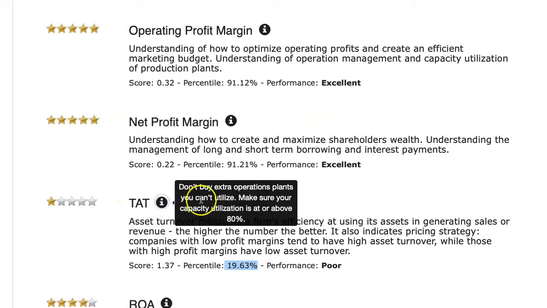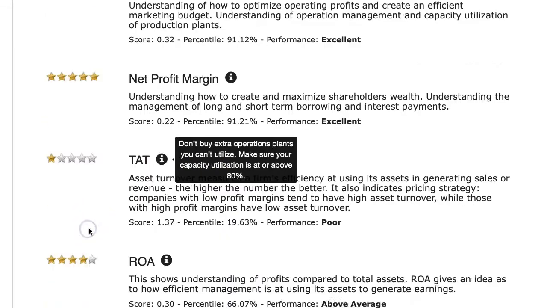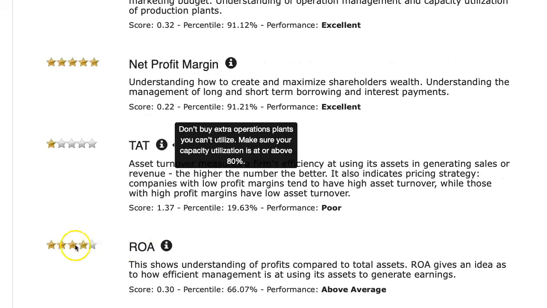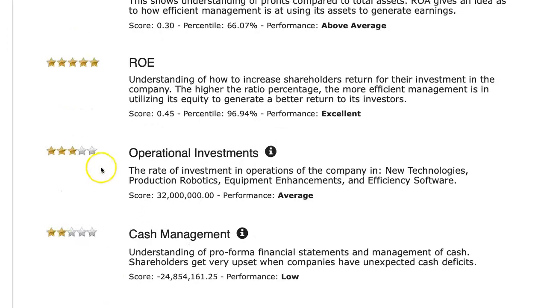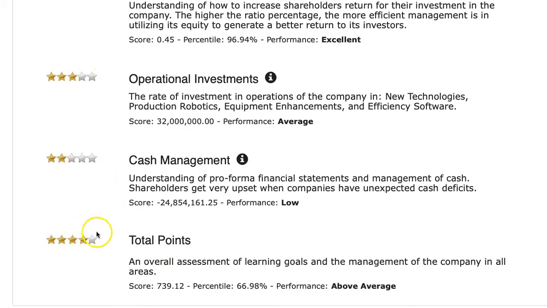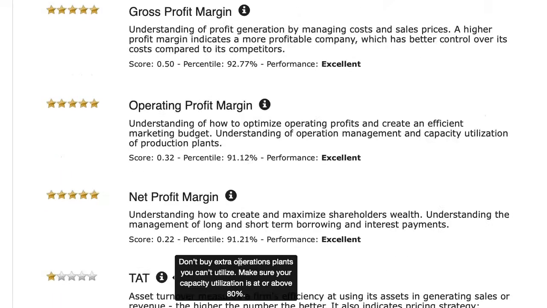And I have some tailored responses of how to improve that next round. My return on assets were also only 4 out of 5 stars. But by and large, in most other categories, my operational investments were a little low. My cash management was poor because I had a budget deficit. And my overall points was 4 out of 5 stars, which is above average. But I only did better than 66% of the players of the simulation.